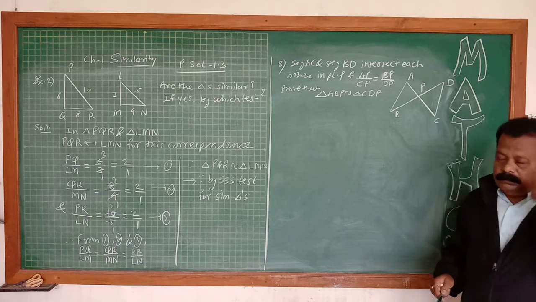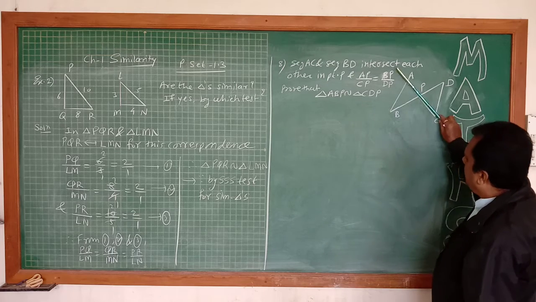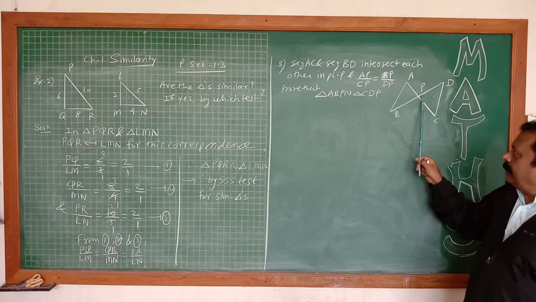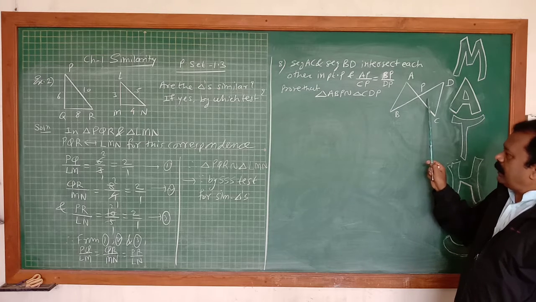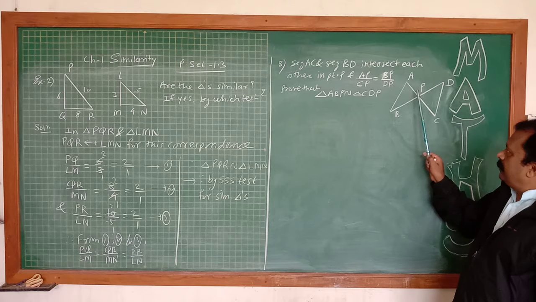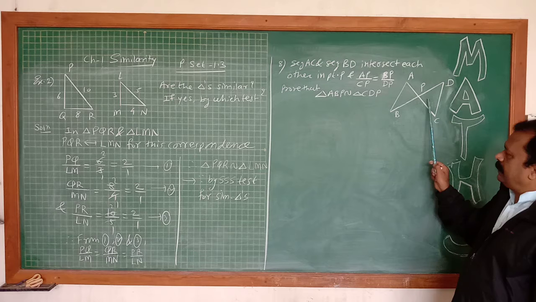We know that if two lines intersect, see these are the lines, then they are intersecting at one and only one point. That time you will get vertically opposite angles are congruent. That also you must know, that property. Angle APB is congruent to angle CPD.